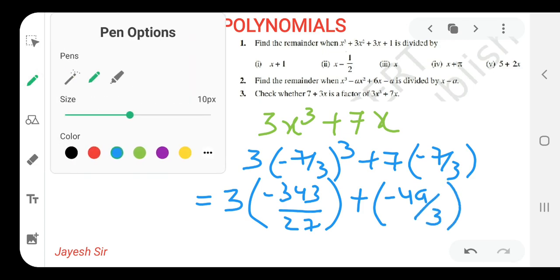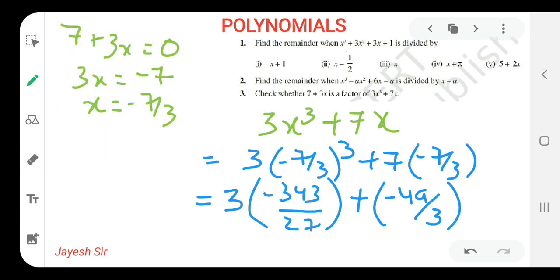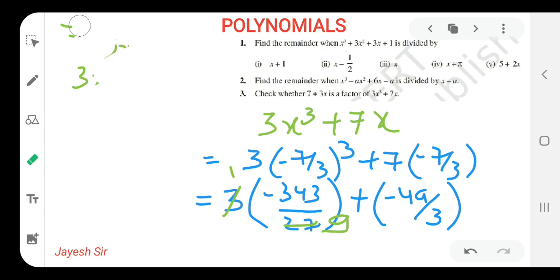Now what we can do, friends, is divide 3 and 27. 3 ones are 3, 9s are 27. So I am writing over here minus 343 upon 9. We are getting minus 343 upon 9 plus minus, that means we can put minus, 49 upon 3.